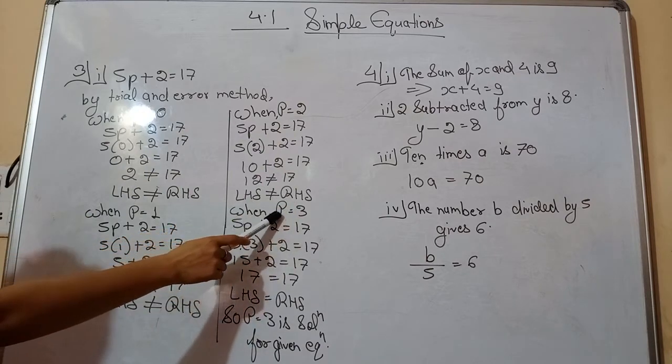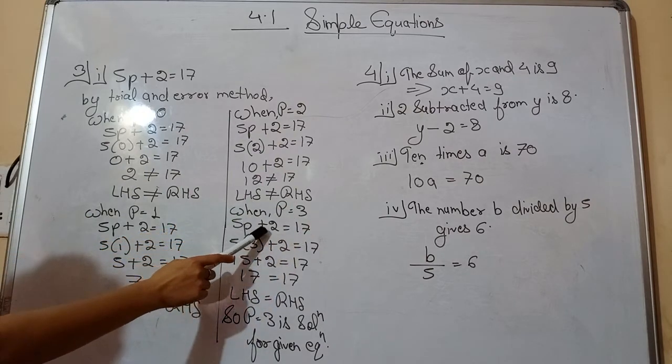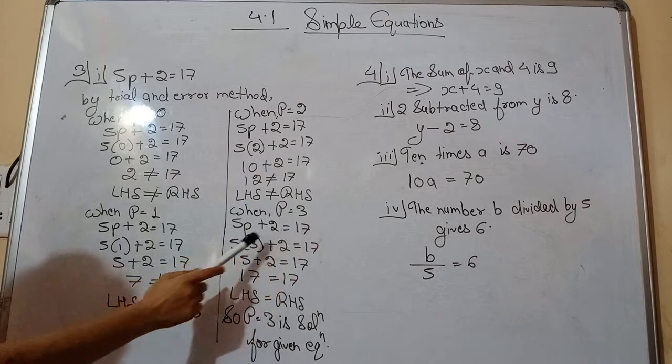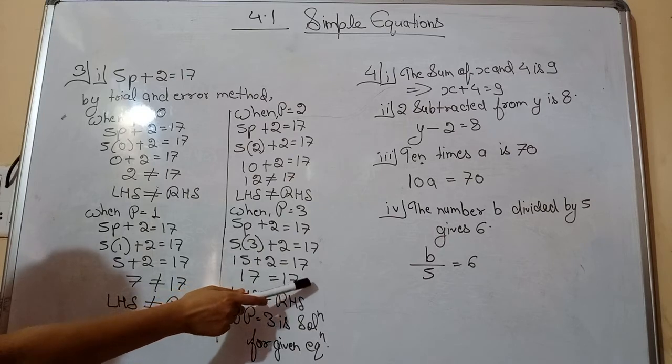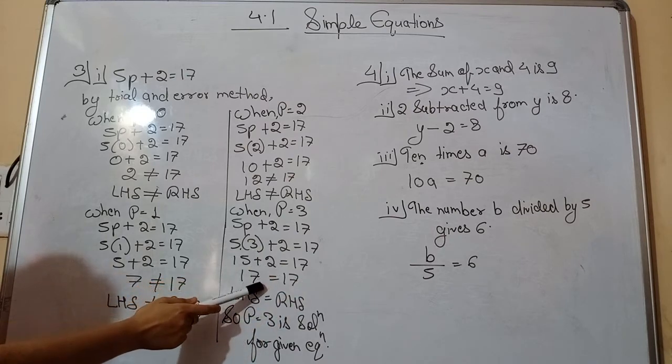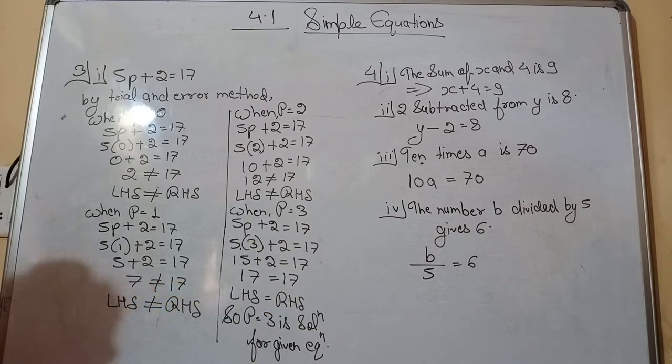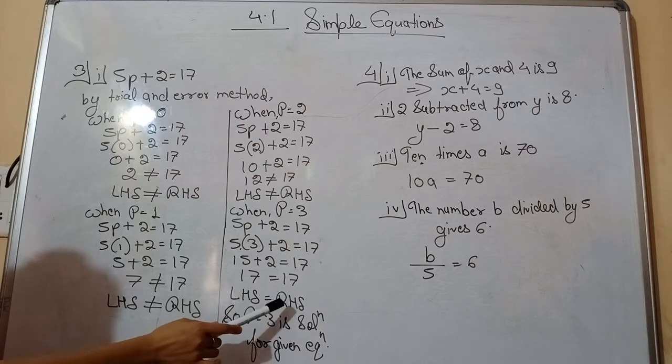But when we place p equals 3, in 5p plus 2 equal to 17, in place of p we put 3. So 5 threes are 15, plus 2 equal to 17. 15 plus 2 gives us 17, equal to 17. It means LHS is equal to RHS.